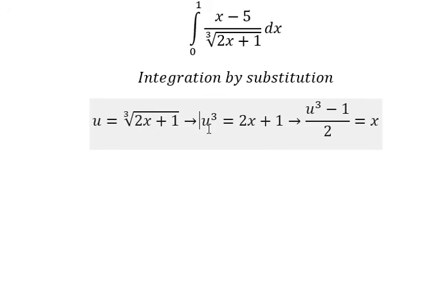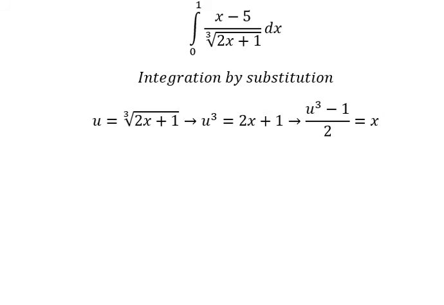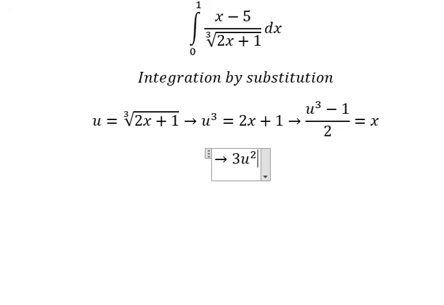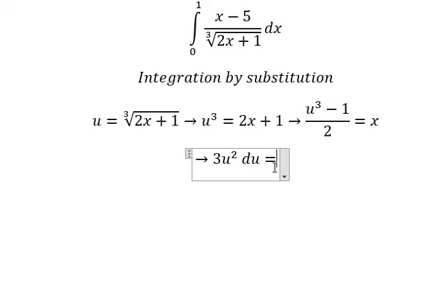Next, we need to do first the derivative for both sides. So we have 3u squared du. First derivative of x, we have number 1, so we have number 2 dx. Because we don't have number 2, so we need to divide both sides by number 2.